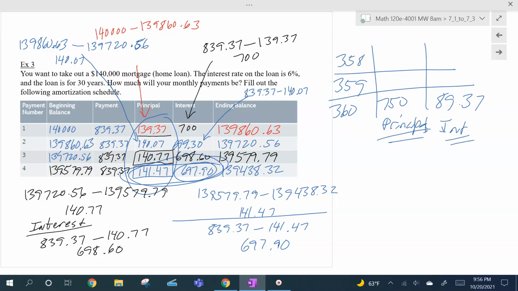So that's what we're showing here. The interest, the bank is really making a lot of that money early on. The interest is going down over time, right? By the end of that loan, you're paying quite a bit of your payment into the principal. That's how that works.